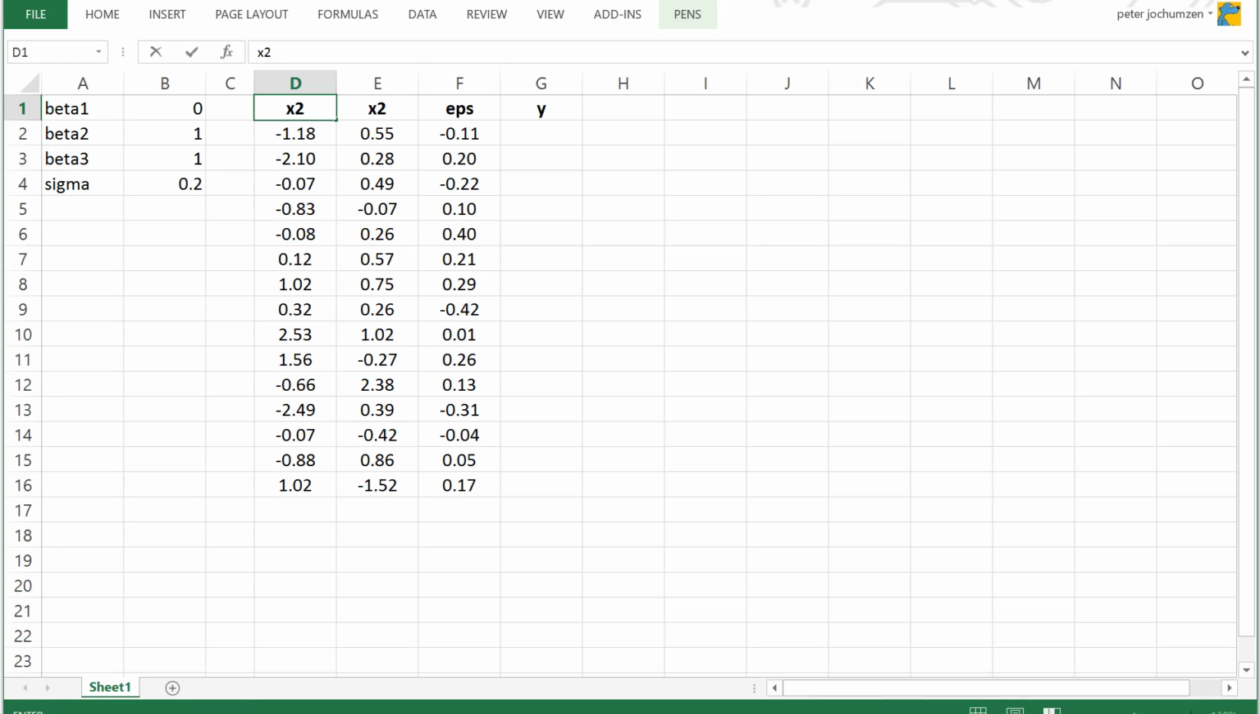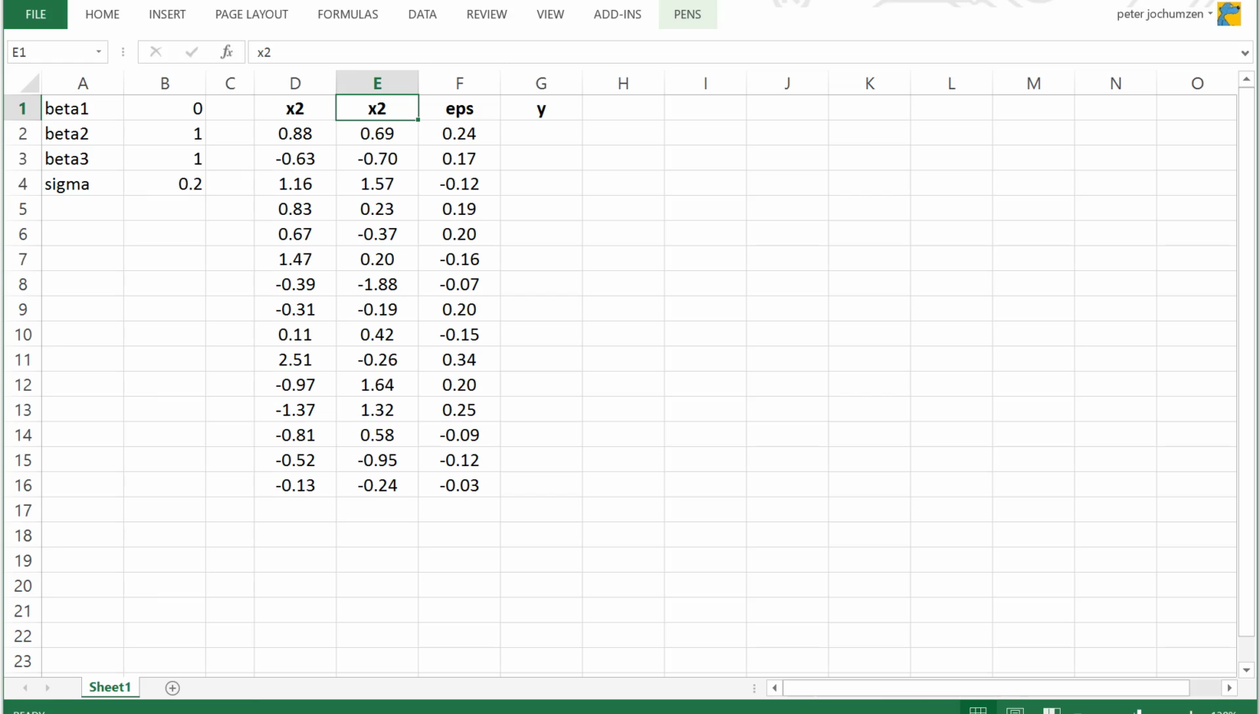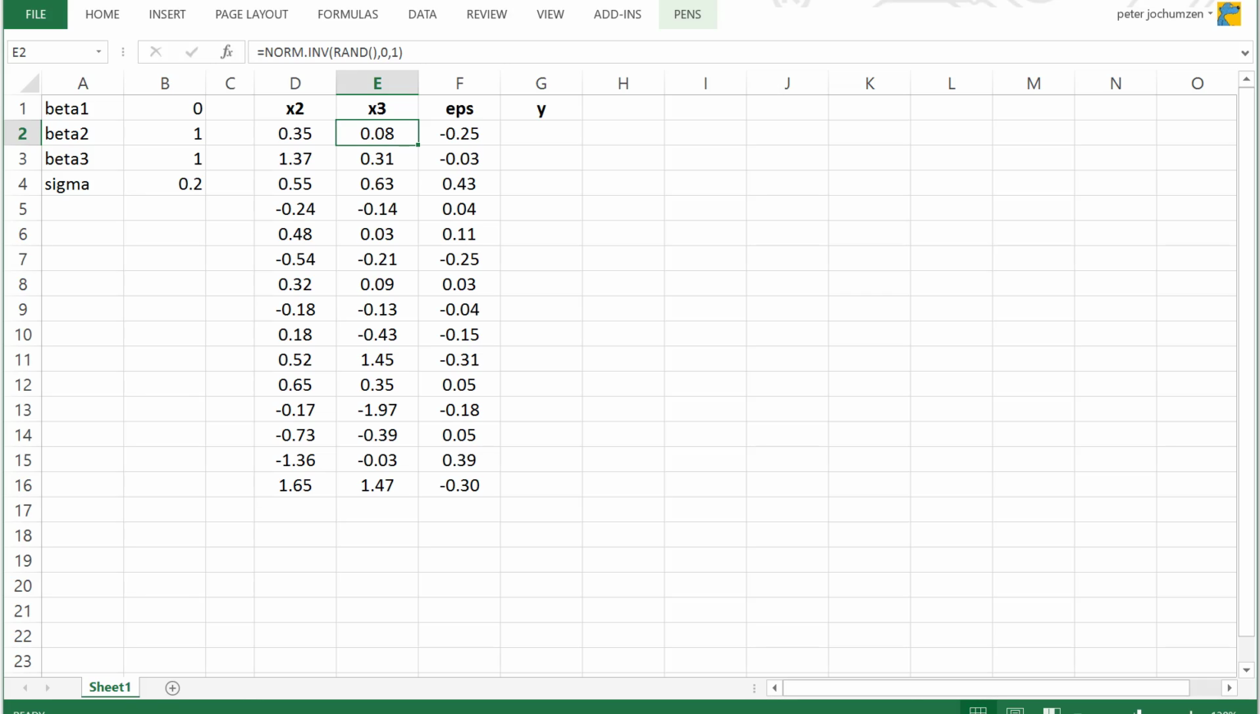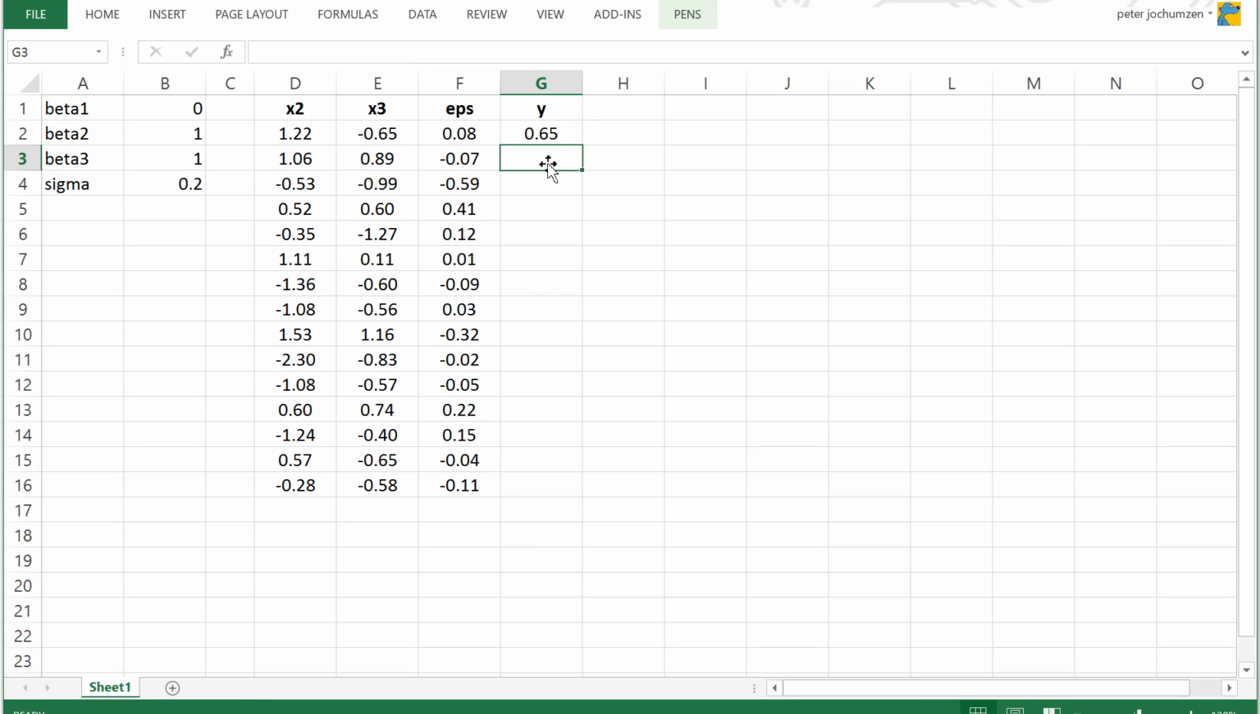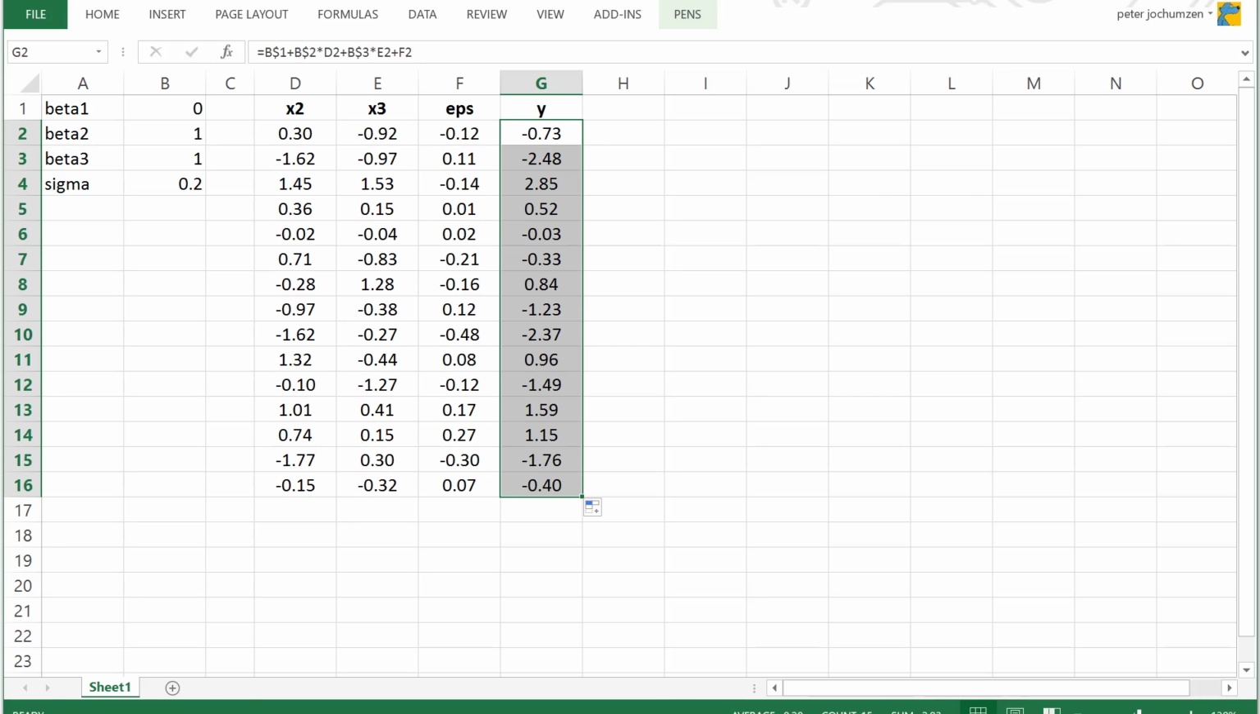So pull this down, and from that we have our data generating process for y. Actually, before I do that, let's just rename these because we want to start naming the x variables x2 and then x3, skipping x1, and that's because we want the intercept also. So now we can do equals $1, that's beta 1, plus $2, that's beta 2, times D2, that's x2, plus $3, that's beta 3, times E2, and add to that the error term in F2. So that's the simulated value for y.